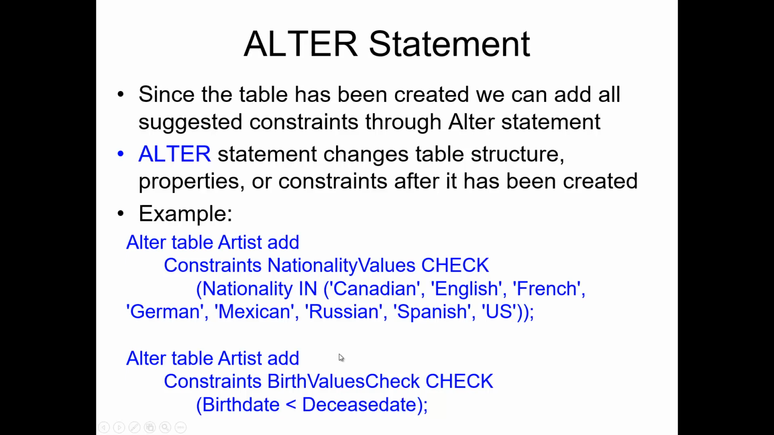We can also alter table artist and add a constraint on the birth values, and we can say that we need birth value check, that's another check constraint, to be less than the deceased date. So I need to check if the birth date is less or not. If it's not less, then there's something wrong, and I need to fix it.